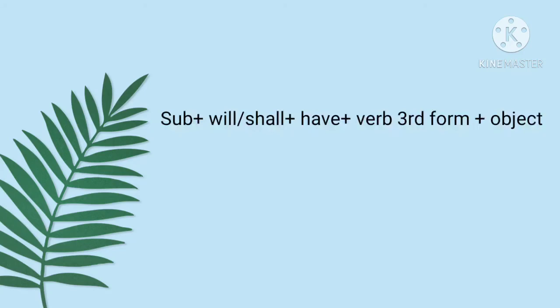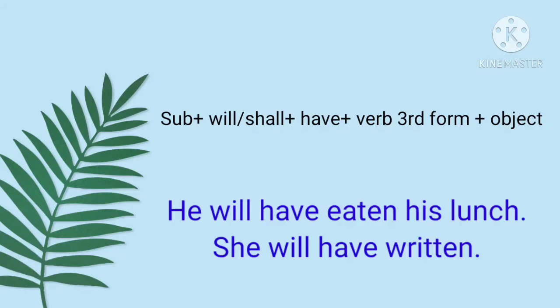First, we use the subject, then will or shall, then have, then the verb's third form, and then the object. So we use subject plus will, shall plus have plus the verb's third form and then the object. Here on the screen you can see examples. He will have eaten his lunch. Will have eaten tells us that an action will be completed in the future time.